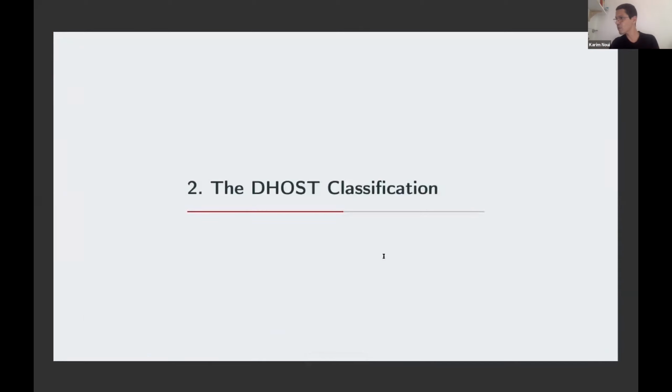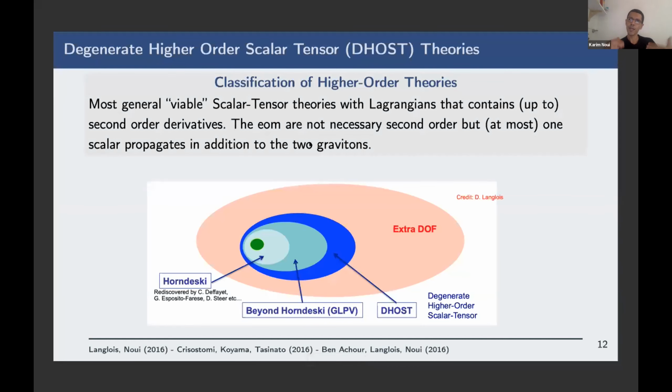And I come to the second part of my talk, which is the DHOST classification. I will be quite quick because I see that time is running. So now this is just the general picture of what we have today. We managed, with David Langlois, to classify all higher order theories. And let me just explain to you what this means.